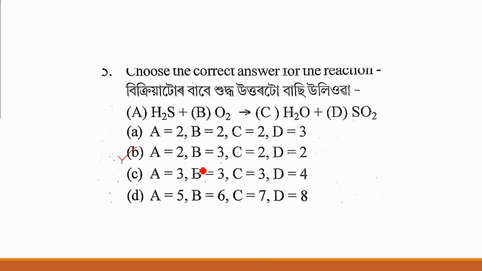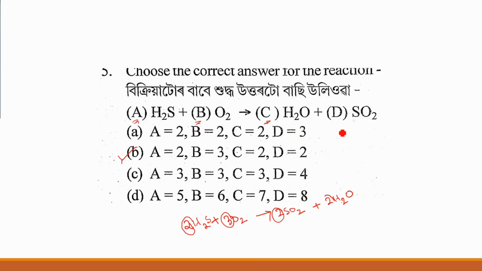The balanced chemical equation for the above reaction is 2H2S plus 3O2 gives 2SO2 plus 2H2O. Okay. So here you can see that A is 2, B is 3, C is 2, and D is 2.